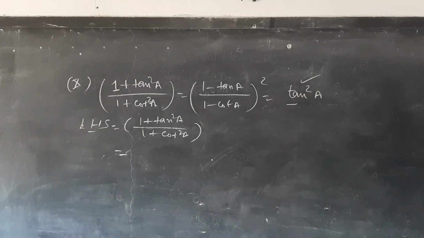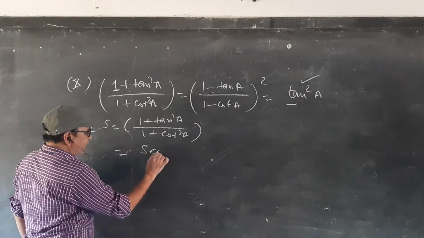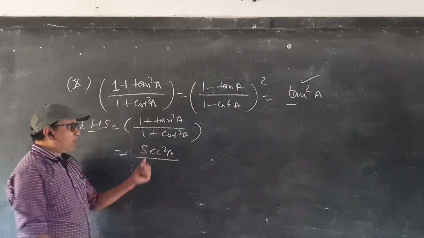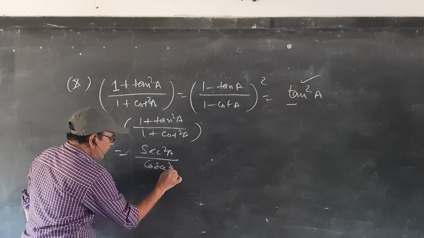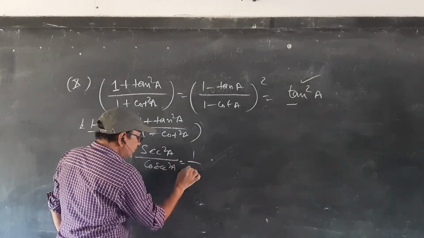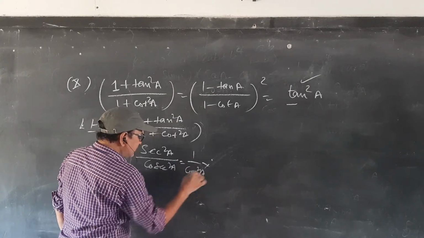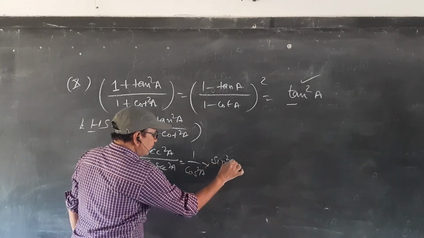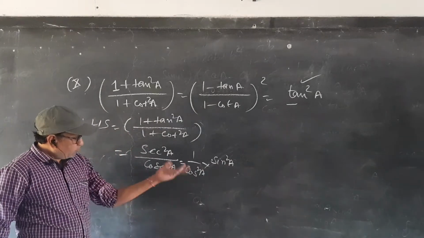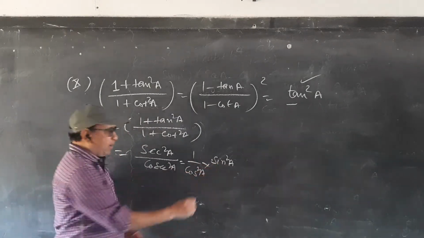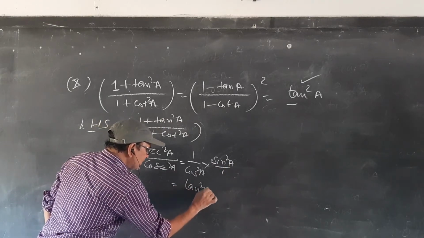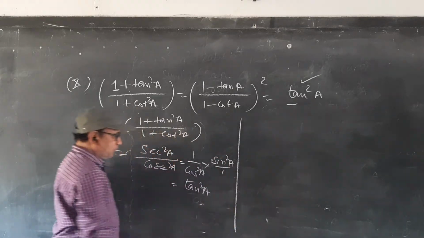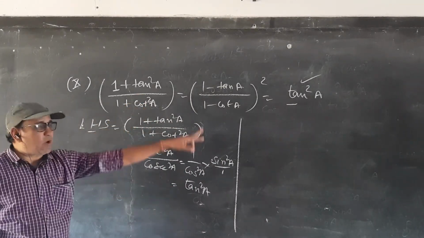1 plus tan square A is sec square A, and 1 plus cot square A is cosec square A. Now sec means 1 by cos and cosec means 1 upon sin. Taking the reciprocal, it becomes sin square A upon cos square A, which is tan square A. One side we have solved and we get tan square A.